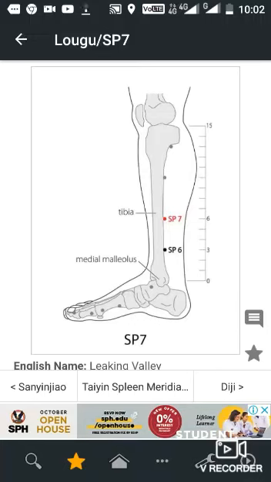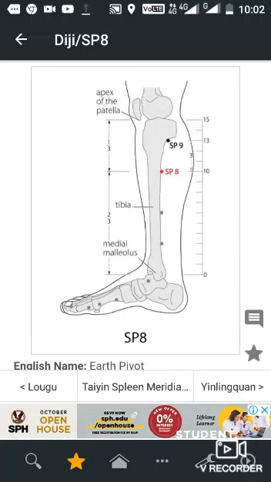Spleen 6. In the depression posterior to the medial crest of the tibia, or 6 cun above the apex of the medial malleolus behind the tibia. Next, spleen 7. Spleen 8. Location: 3 cun below the medial condyle of the tibia.